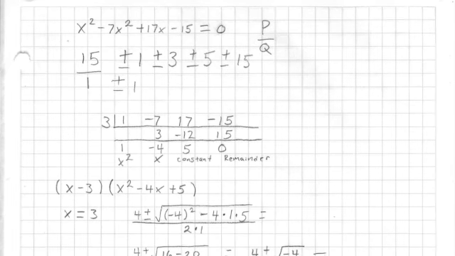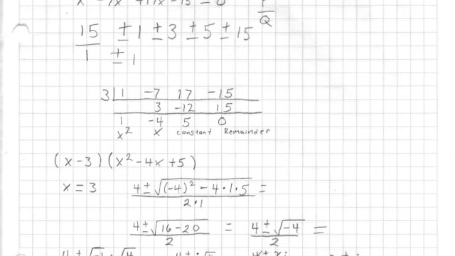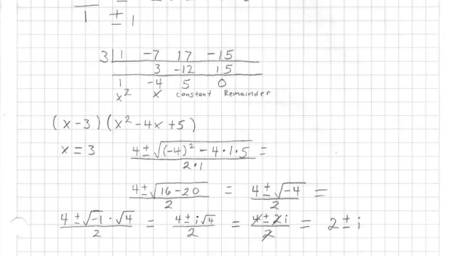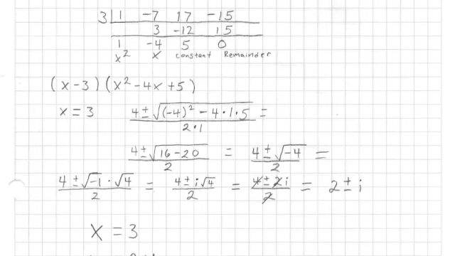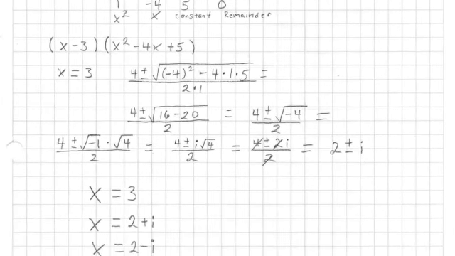We now have all the zeros of the original polynomial. The zeros are 3, 2 plus i, and 2 minus i.